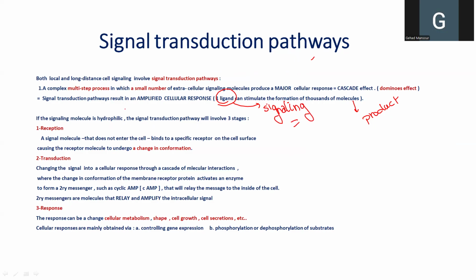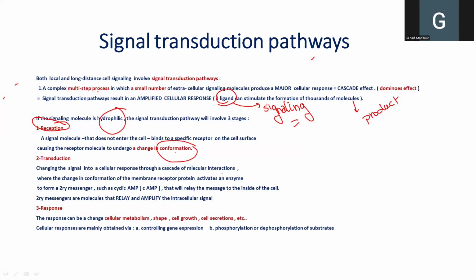If the signaling molecule, as we said before, is hydrophilic, the signal transduction pathway should involve 3 stages. The first stage, which is the stage of reception, is necessary, because a hydrophilic signaling molecule is not capable of passing through the interior of the cell membrane, which is hydrophobic. So how would it work out this issue? By binding with a specific receptor on the cell surface, and the receptor, as we have just explained, will undergo a change in conformation.